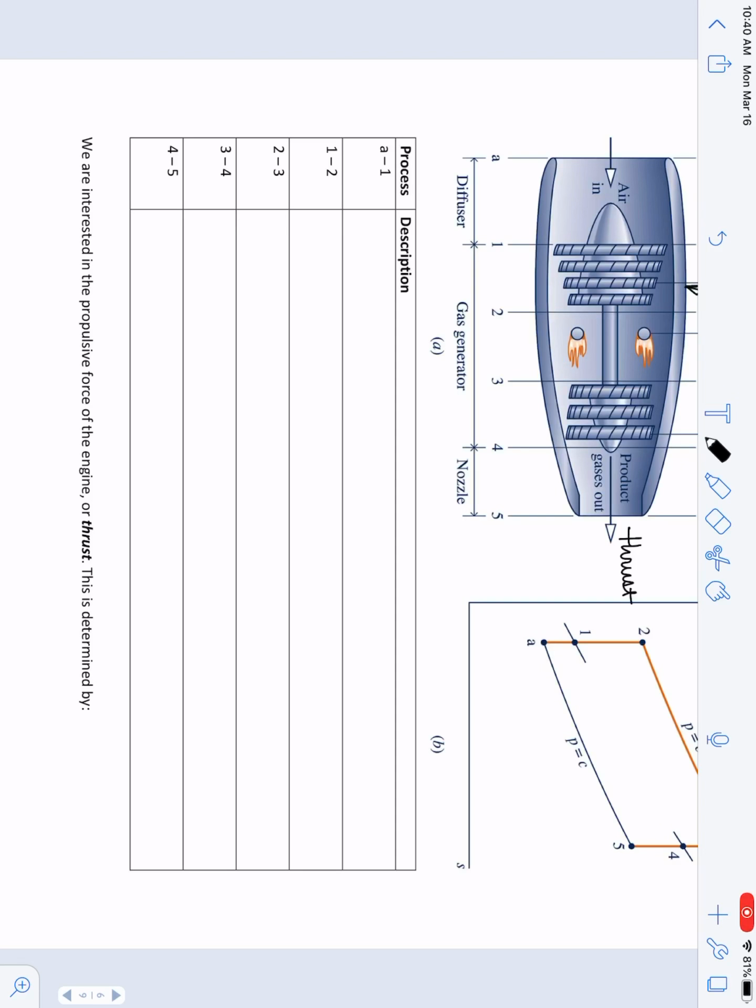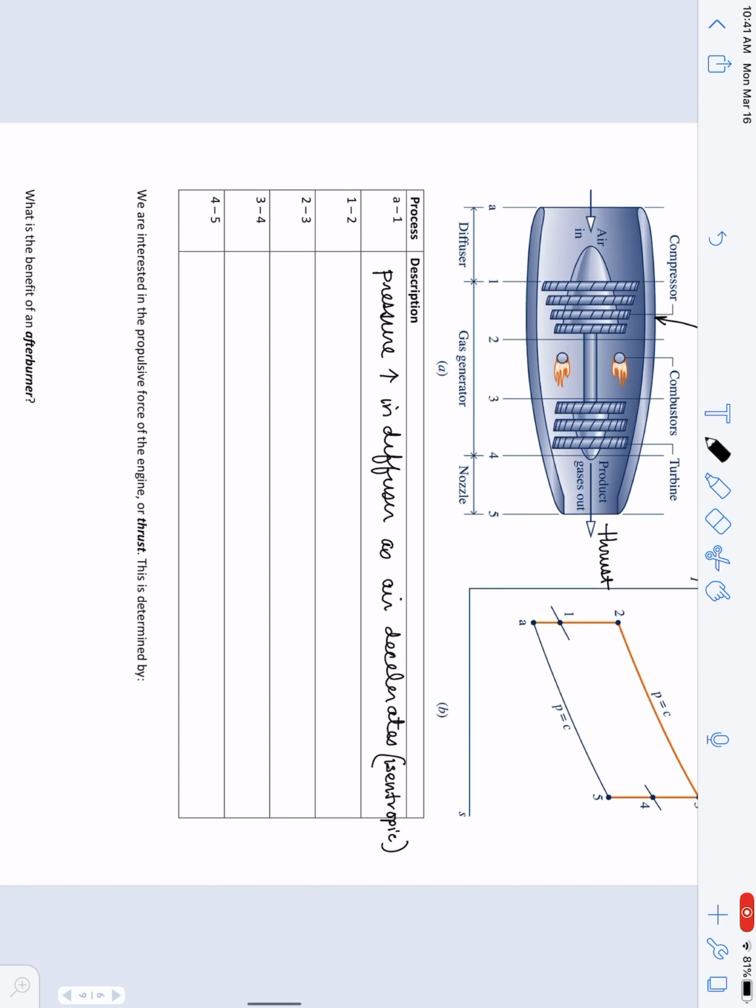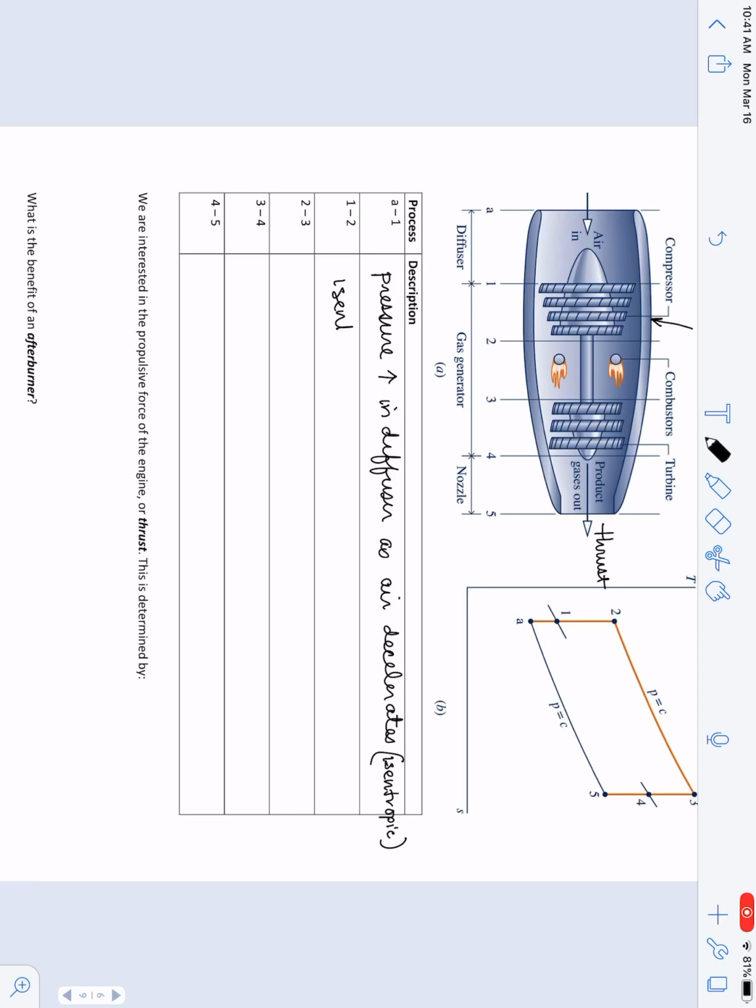From A to 1, as it goes through this diffuser, the pressure increases in our diffuser as the air decelerates. So that's what the diffuser does. And there's actually a lot of deceleration and acceleration processes going on with the working fluid going through a turbine, and that usually is assumed to be isentropic. From 1 to 2, again, these are the models that we would have, you'd have an isentropic compression.